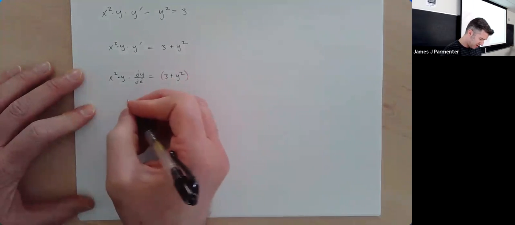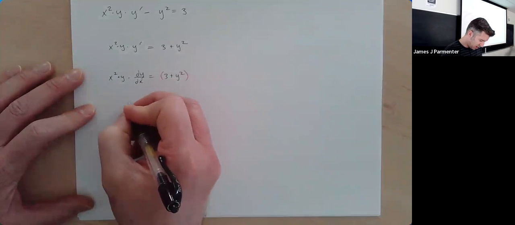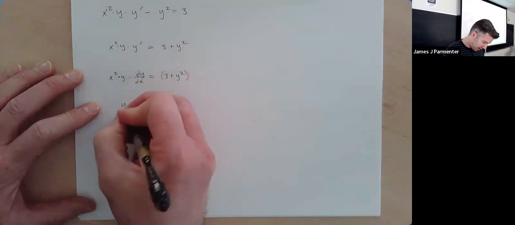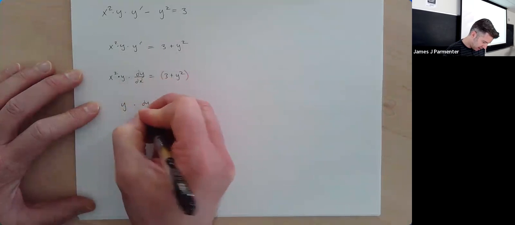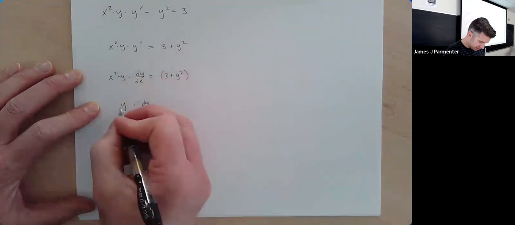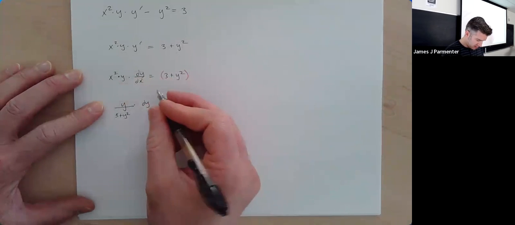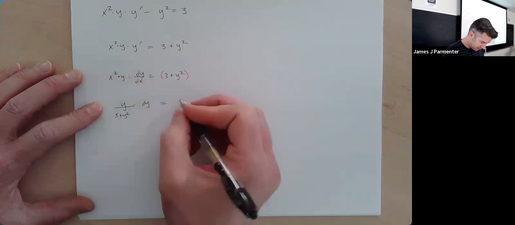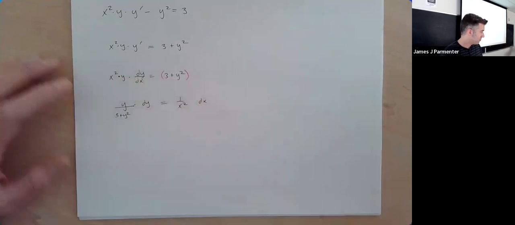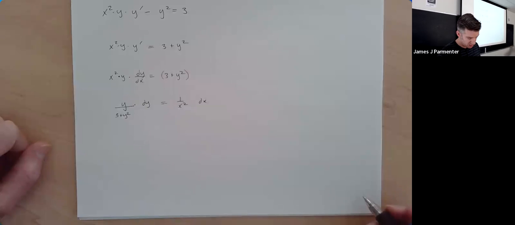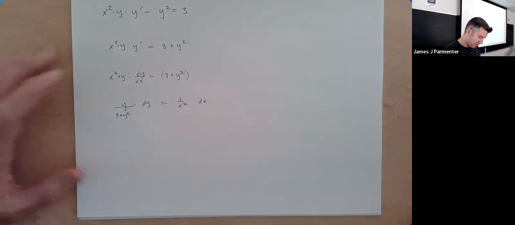And then I'm going to say, okay. On the left-hand side, I want y times dy. And I also want to divide by that 3 plus y squared. On the right-hand side, I want the dx to come up and to divide by x squared. And then we're going to integrate both sides.